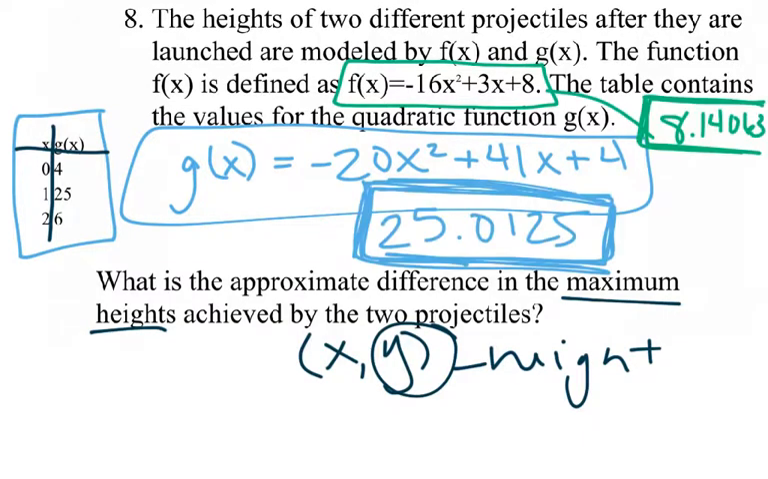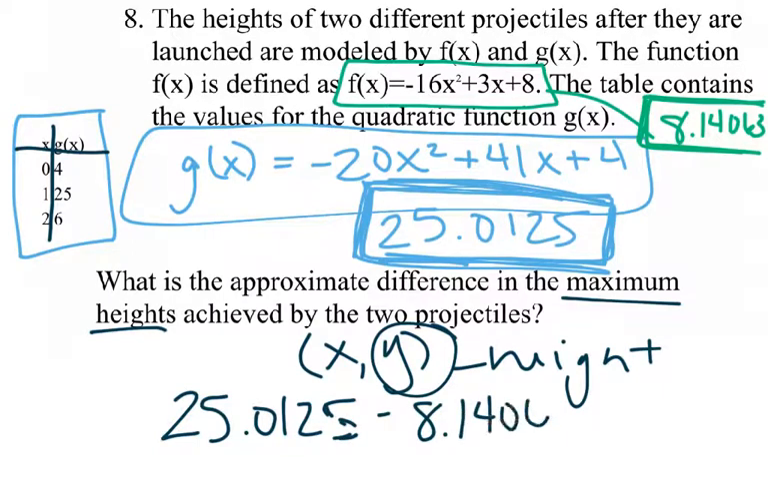Okay, so I tried to put a box around them, but those are my two different projectiles. And now if I want to know the difference, that means subtract. I'm going to subtract those two, sorry, that's a 5. I'm going to subtract those two numbers, and whatever I get in my calculator is my answer.